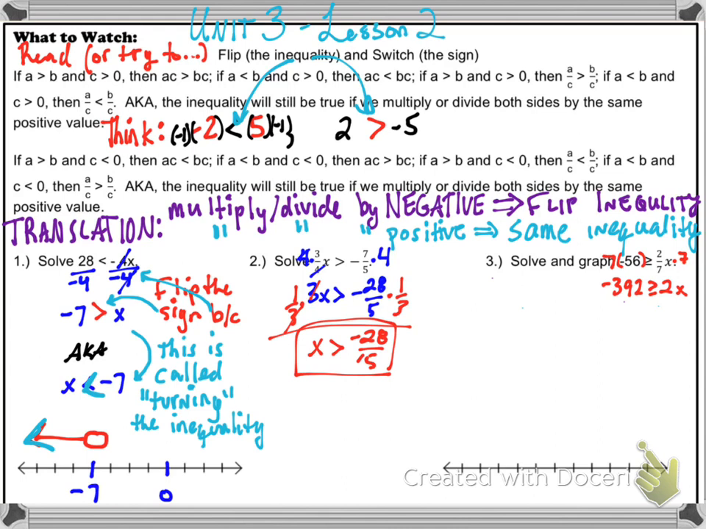Here we multiply on 7 both sides, then divide by 2. Though I divided, I do not flip it because I divided by a positive.